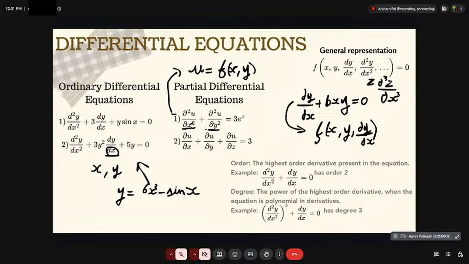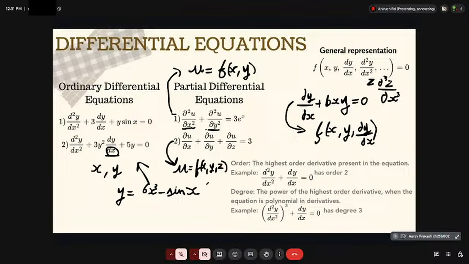When you're differentiating with respect to x, you're keeping y constant, and vice versa. So this is an example of a partial differential equation where u is a function of x and y. Now let's look at the second example. In the second example, we have u, which is being partially differentiated with respect to x, y, and z. So what does that mean? u is a function of x, y, and z.